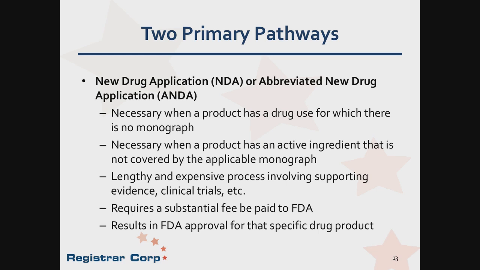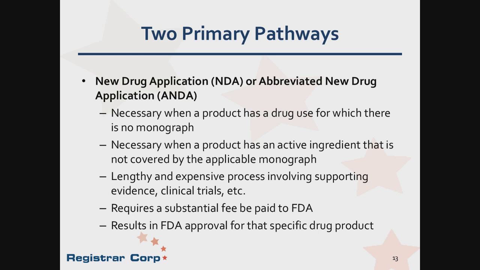The other pathway is through the new drug application or the abbreviated new drug application process. So this is necessary when a product has a drug use for which there's no monograph, or it's necessary when a product has an active ingredient that's not covered by an applicable monograph. So for example, minoxidil, which is a hair growth active ingredient, there's no monograph for that particular active ingredient or intended use. So even though it's an over-the-counter drug, it's not treating any sort of serious condition, it still is required to go through the new drug application or abbreviated new drug application process, simply because there's no monograph to follow. The application process for these are lengthy and expensive.